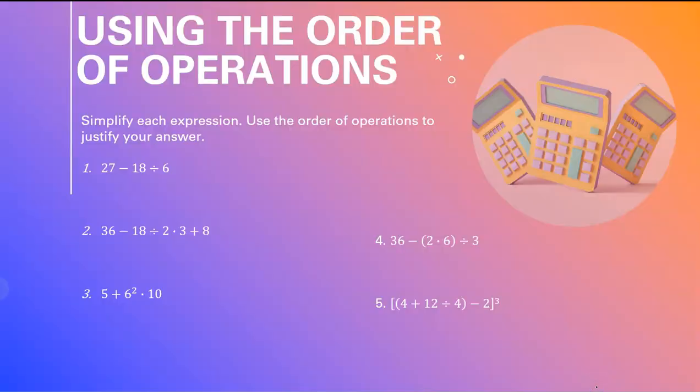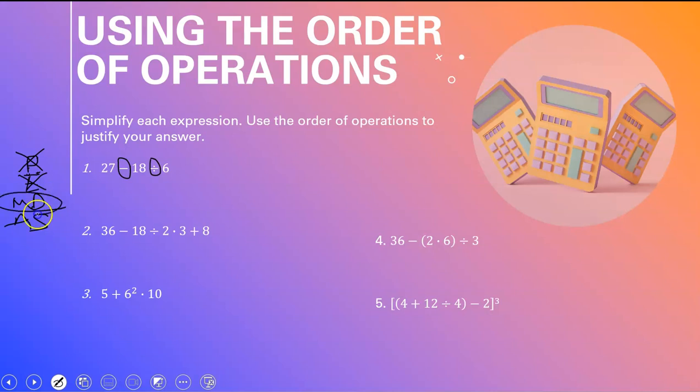Let's try this using some examples. In this first example, we have the operations of subtraction and division. Using our order of operations, which we just learned, PEMDAS, we do not have any parentheses nor exponents, so we can go ahead and skip those steps. I do see, however, multiplication or division. In this case, it's division. So we're going to do the division of this expression first, which is 18 divided by 6.